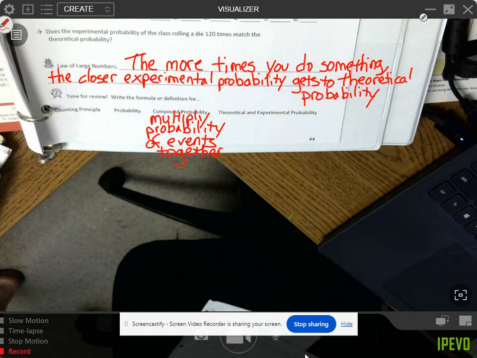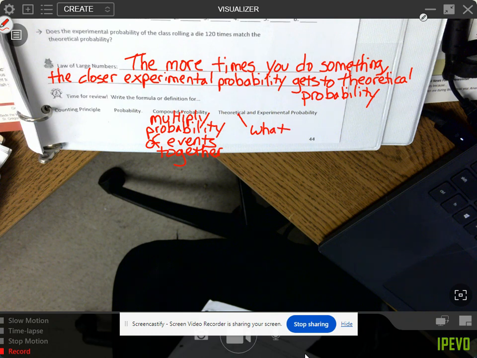Theoretical and experimental probability. Theoretical probability is what should happen. So experimental probability is what? What actually happens. Theoretically, this will happen. Experimental is, I did the experiment. This is the result that I actually got.